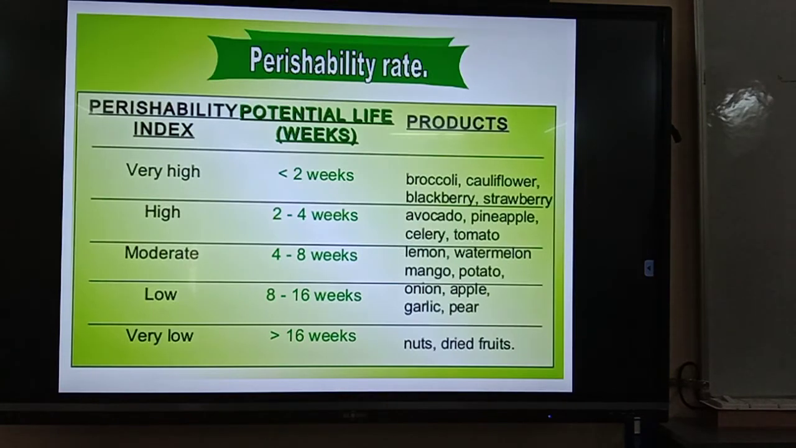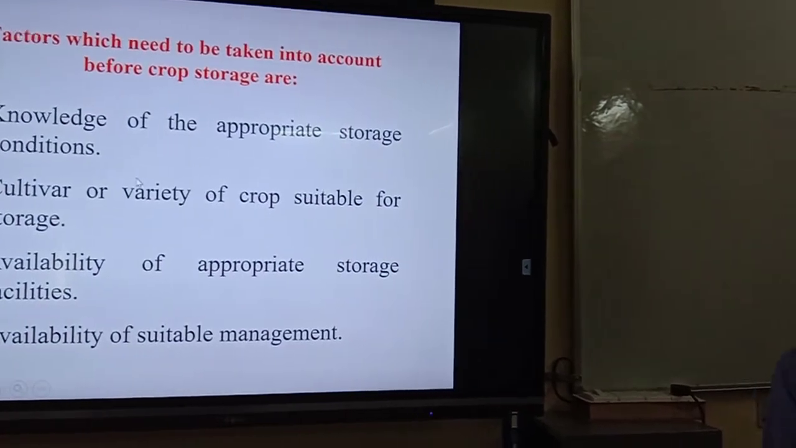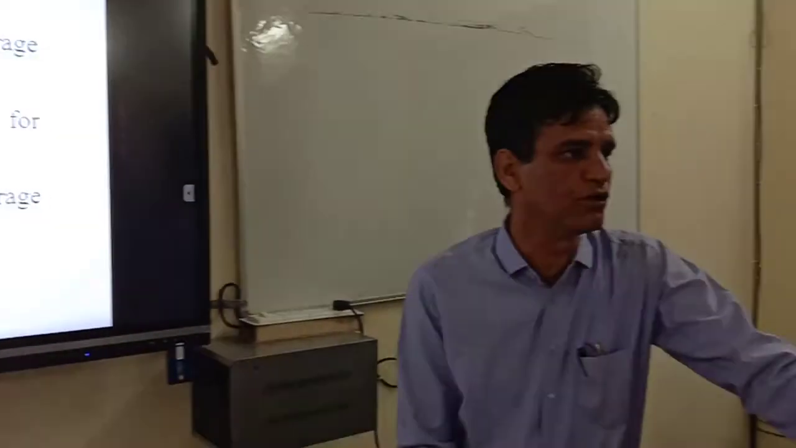Now the other thing is which kind of factors we should consider during the storage of our produce. The first thing is the knowledge of the appropriate storage condition. What do we mean by knowledge of appropriate storage condition? It means we should know which commodity should be stored at which temperature.